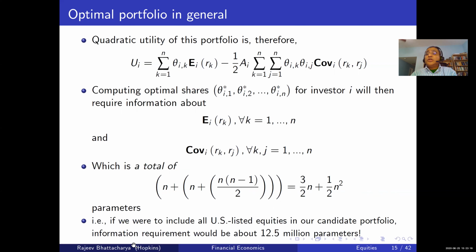So if we were to include all US listed equities in our candidate portfolio, we would need information about 12.5 million parameters. This is just for one investor. If you're trying to calculate the optimal investment portfolio for that one investor, and the candidate securities are each individual security, not the whole market, this is the part to remember. In the S&P 500, the weights are predetermined, but here you are determining the thetas for each particular component of your investment portfolio. So you would require 12.5 million parameters.